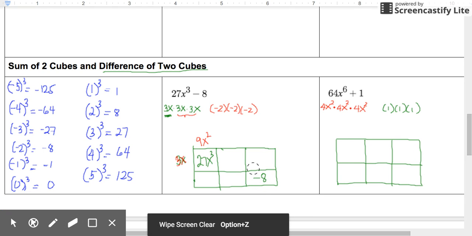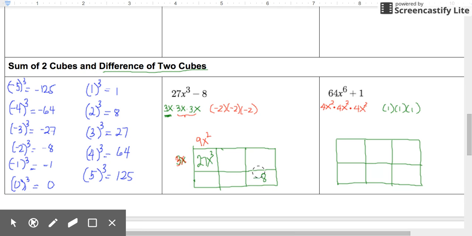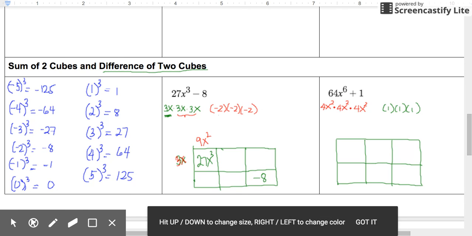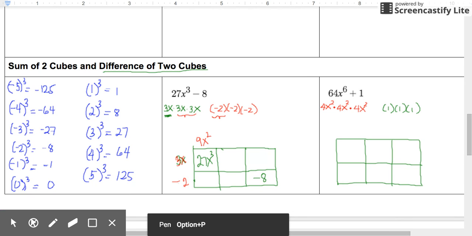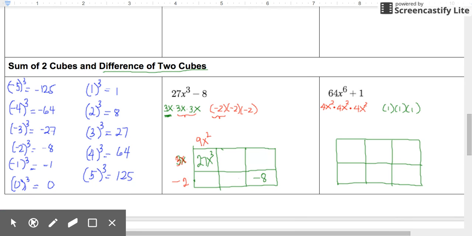Now we think of negative 8. What do we multiply to get negative 8? One factor could be negative 2, so we put negative 2 here. Then we think of what we multiply by negative 2 to get negative 8. That's going to be this one: negative 2 times negative 2 is positive 4. And so we put positive 4 in here.